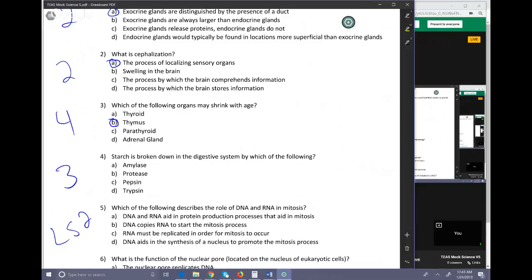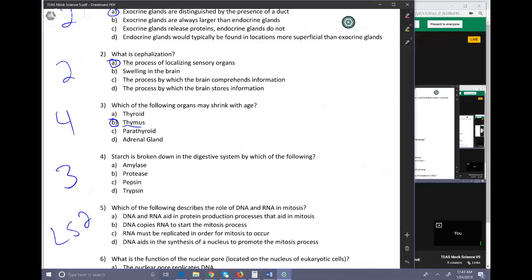The thymus looks like an endocrine gland because of the way that it's named, or a lot of people have said that to me. But that is the only one that's listed here that is an immune system organ. The thymus is part of the immune system.